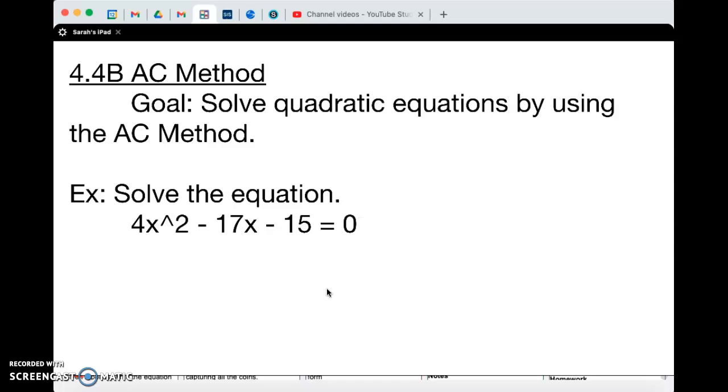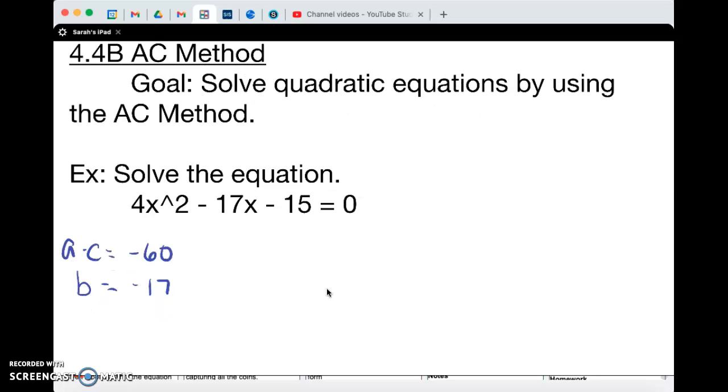Okay. So if I have this equation, we should always have it equal to 0 when we're solving quadratics. There it already is. So we should factor this. And how did we factor these yesterday? Okay. So A times C is -60. Yeah, 4 times -15. And then B is -17. And we have to find those awesome numbers. So what multiplies to -60 and adds to -17?